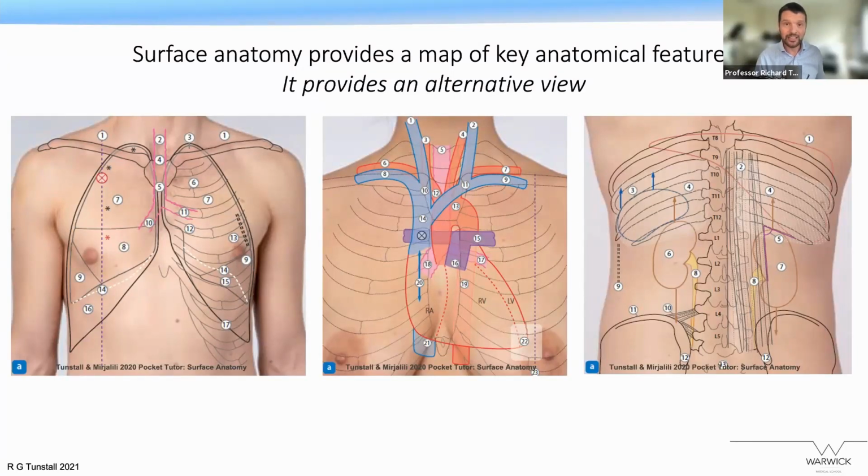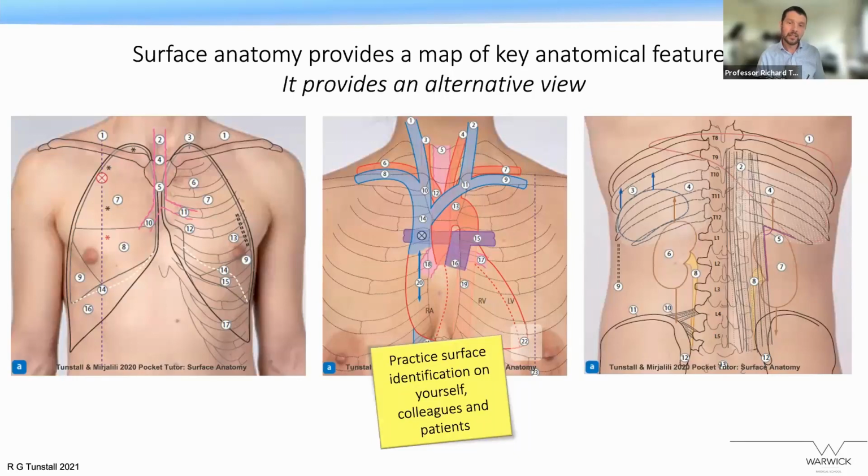You see their skin, you'll examine their skin, you'll examine organs through their skin. You can also practice surface identification on yourself. You have your own surface anatomy map or model. You can use yourself, but you can also use colleagues. And of course, you can use patients once you're in the clinical setting. But this is always accessible to you.